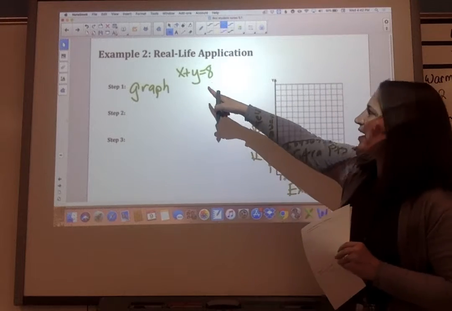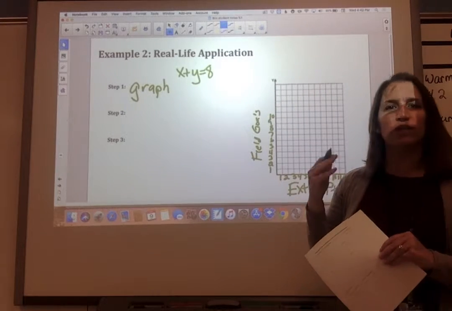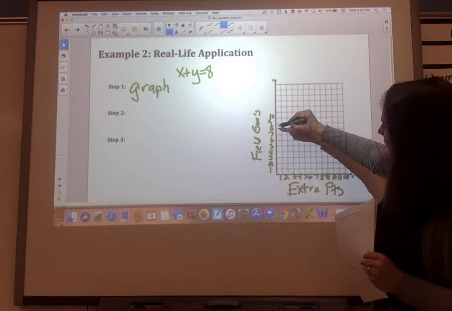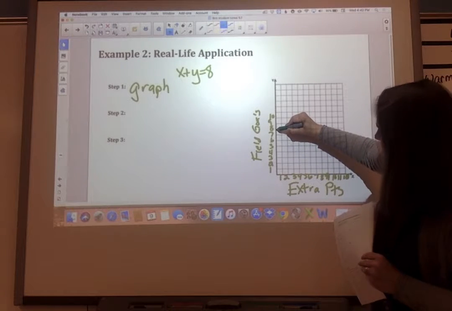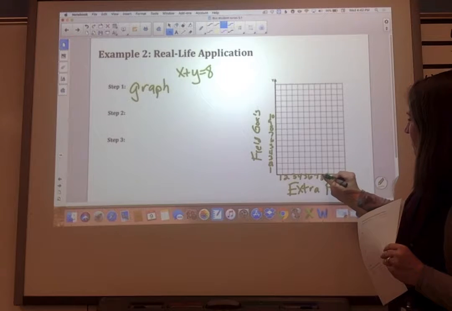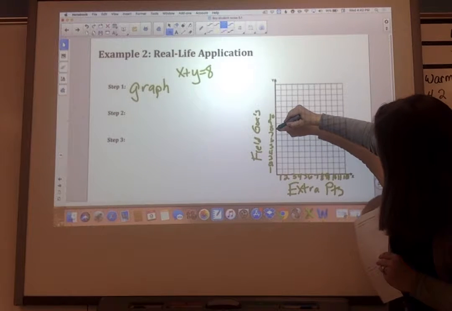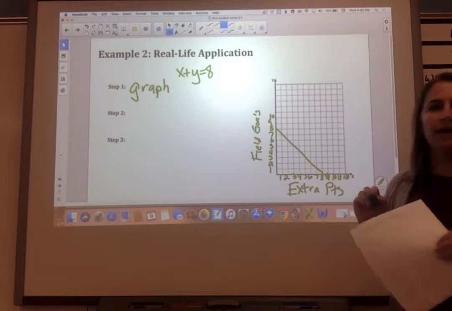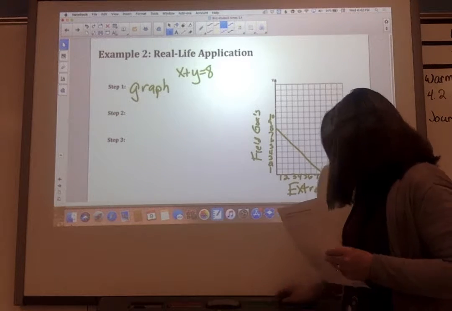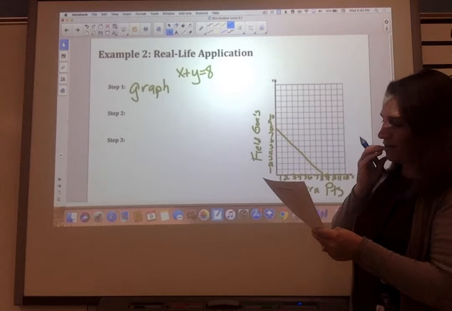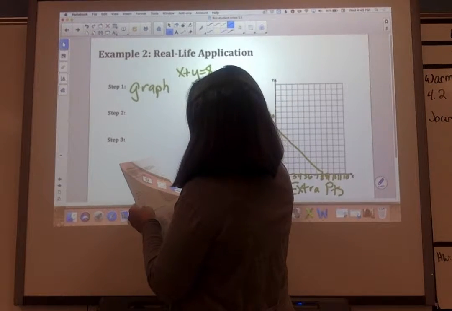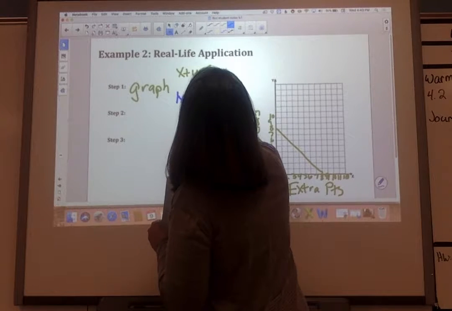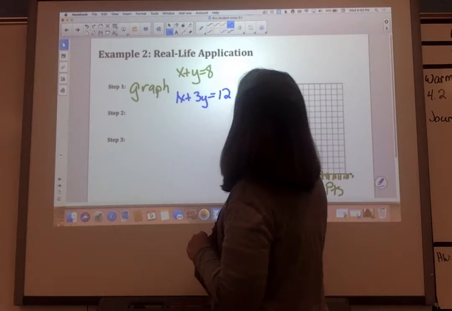So let's start with graphing x plus y equals 8. If we think of this, it's written in standard form. That means if there were 8 field goals, there's 0 extra points. If there's 8 extra points, there's 0 field goals. So we can graph it like this. Okay. We can also graph our other equation. Let me do that in another color. So we have 1x plus 3y equals 12.